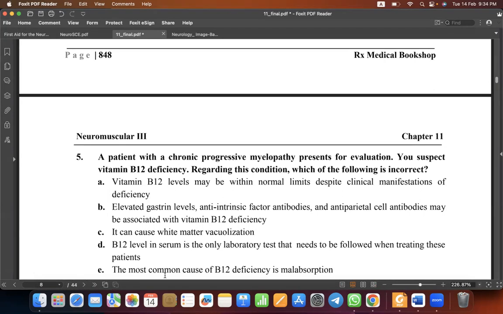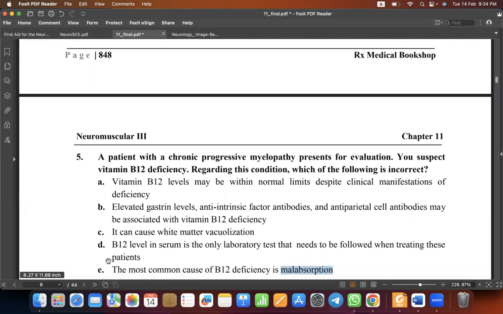The most important cause of B12 deficiency is malabsorption. That is a significant cause. Vitamin B12 in serum is the only laboratory test needed to follow when treating this patient. Sometimes there could be options that stick in the word 'only' and drive you crazy, saying yes, it is wrong. So never ever think that it's the only test. There could be such possibilities.